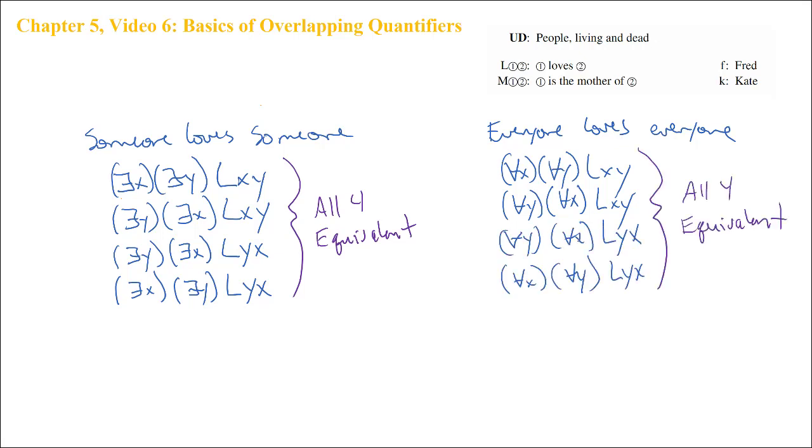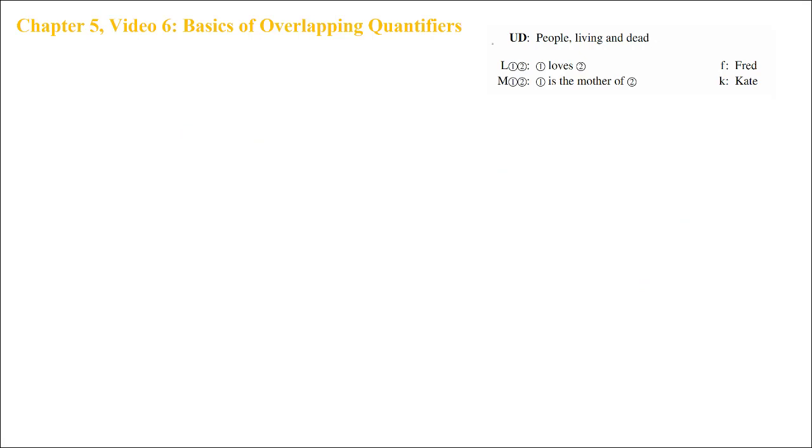So it's also the case with two universal quantifiers that the order doesn't matter. All four of the symbolizations on the right-hand side there are appropriate for everyone loves everyone, and they're all equivalent. So we've seen what happens when we have overlapping quantifiers of the same type, two existentials or two universals. What happens when we have overlapping quantifiers of different type? Well, this is where things get interesting, and the story is much more complex.